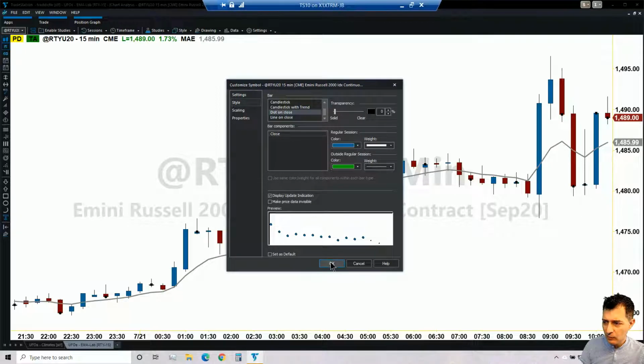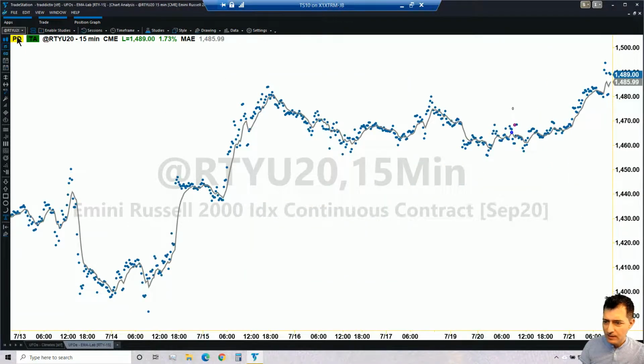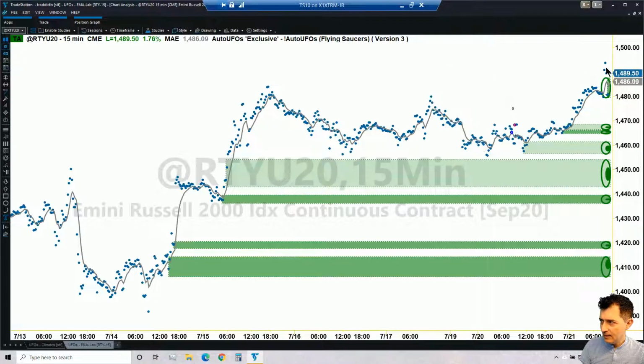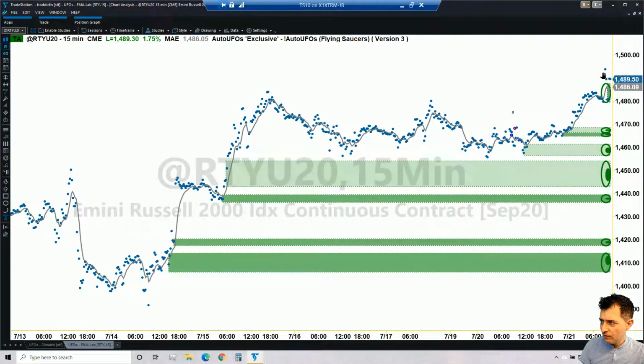Okay, so then we have dots. Here we go. Still pending data. So loading. We need to wait a little bit because it's quite a great amount of data. Here we go. We have it. So now I'm going to turn on auto UFOs, and I guess we're going to have red UFOs above price.